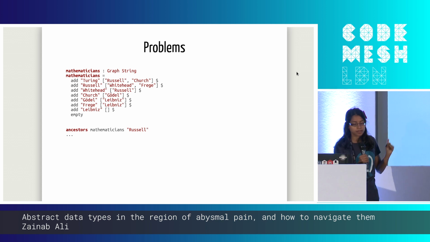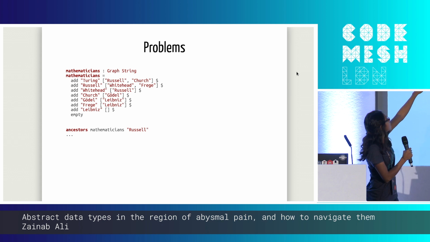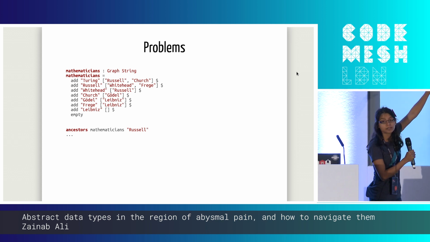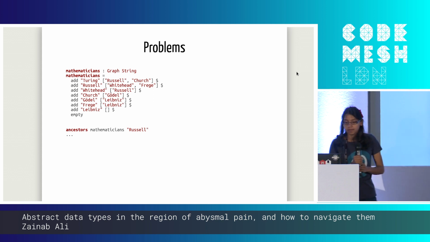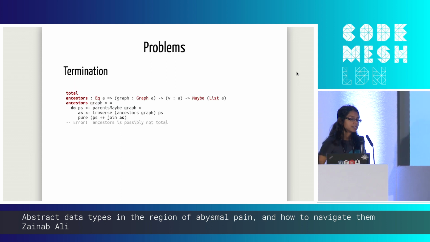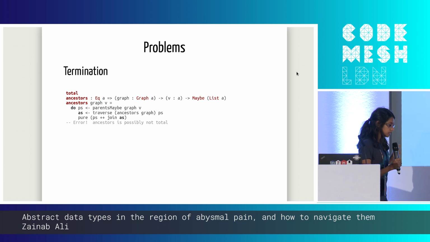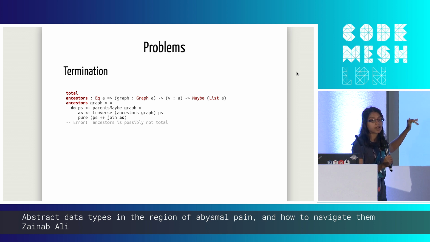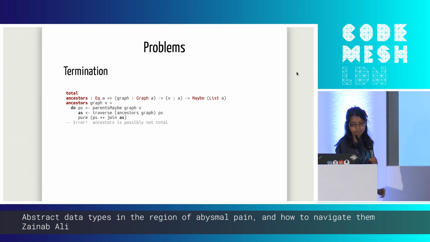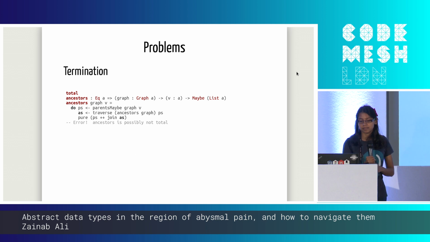What's gone wrong is the fact that I shouldn't have been able to build this graph in the first place. I should not have been able to add my vertex Whitehead, which referenced a parent Russell, which wasn't present in my graph. Now, one of the really cool features of Idris is that it will tell you this. You can ask it to check for totality. And what that means is to check for whether a function that you write is defined on all inputs and whether it will terminate. And in fact, if I ask Idris, for this ancestors function, is this total? It'll say, no, it's not. You've written something which may not terminate.